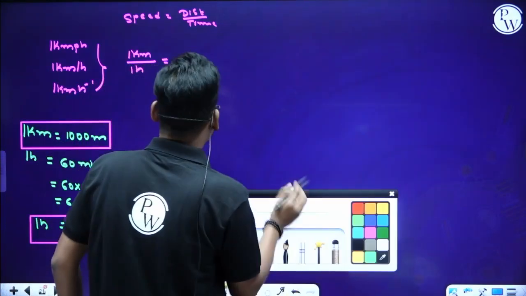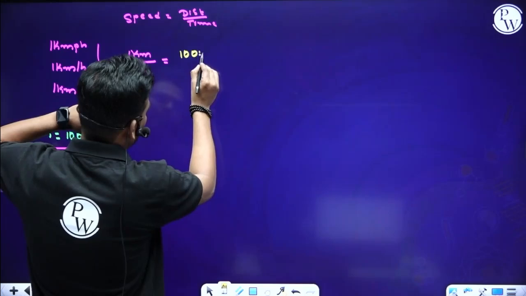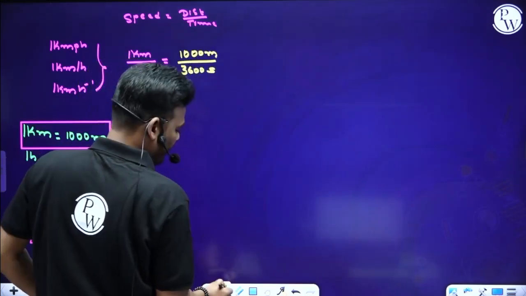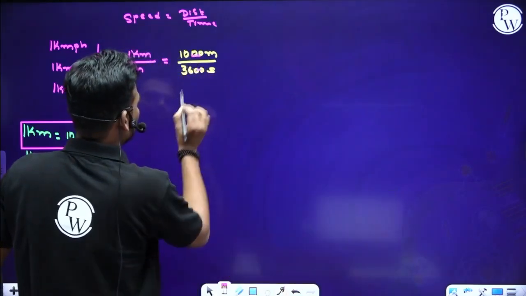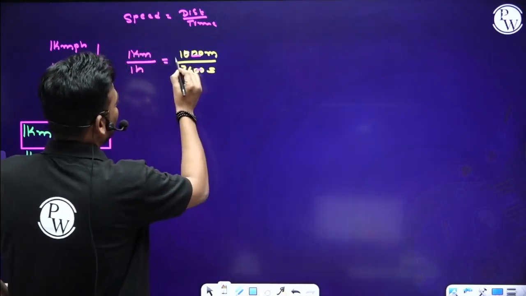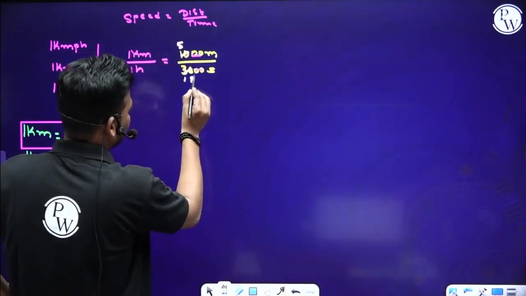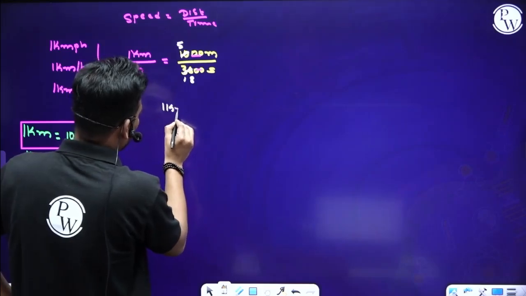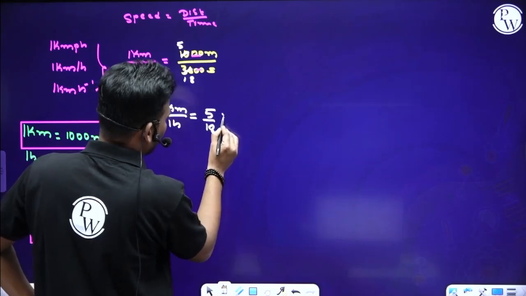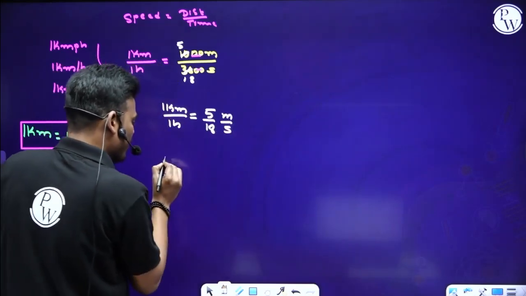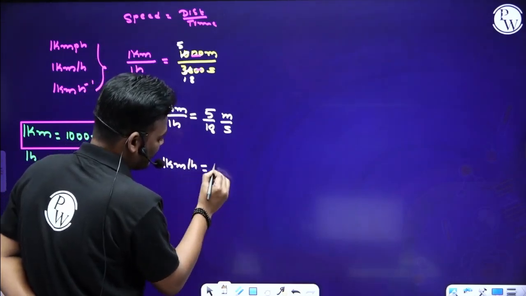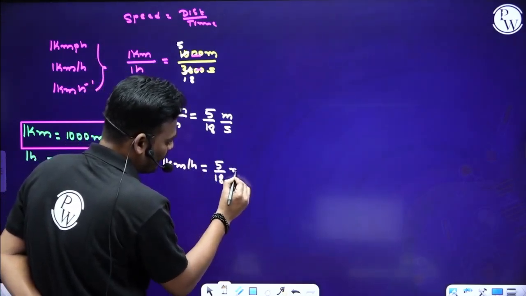So substitute the values here. 1 kilometer is nothing but 1000 meter divided by 1 hour, which is 3600 second. Now here you can see 2 zeros and 2 zeros get cancelled, and you can divide this with 2. 2 fives are 10, 2 eights are 16. So finally you can write 1 kilometer per hour is equal to 5 divided by 18 meter per second.